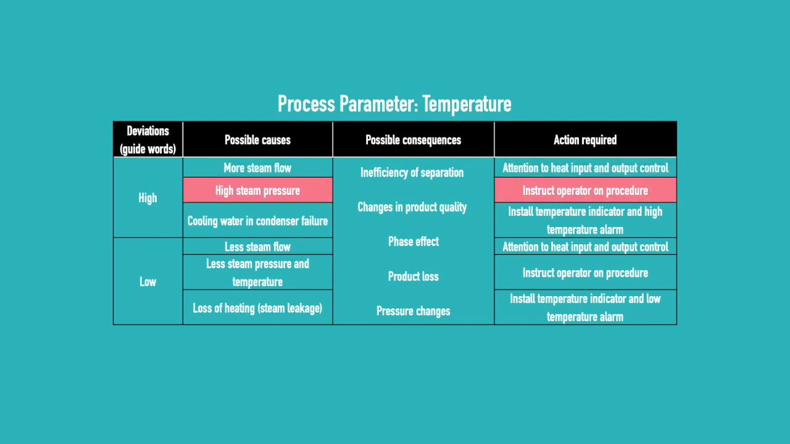When there is high steam pressure, the operator can be instructed on procedure to resolve the issue. Another possible cause is failure of the condenser, which can be resolved by installing a temperature indicator and high temperature alarm. As for low temperature, the causes are opposite to those in high temperature, but the actions required remain the same.